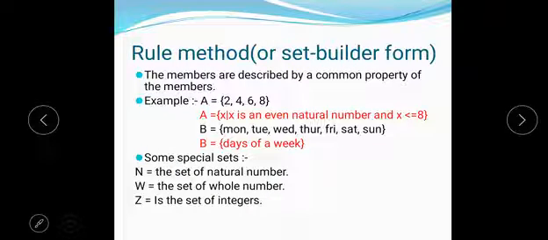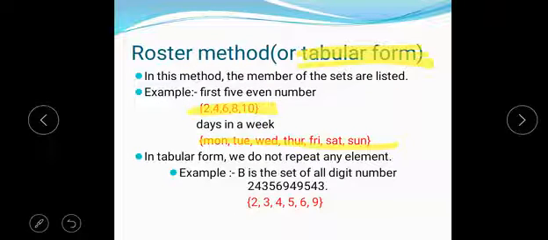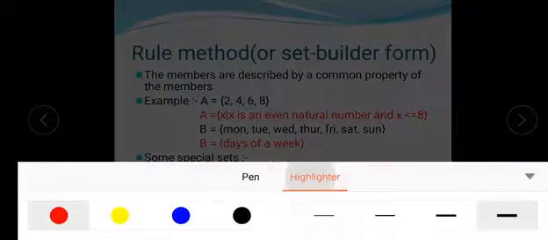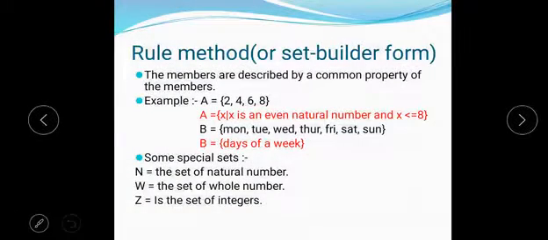Next one is our rule method or set builder form. In the tabular form, we are only listing the elements. But in the rule method, or set builder form, we show their property or common property. We can represent a set by stating a property which its elements satisfy. Common property. See the example.